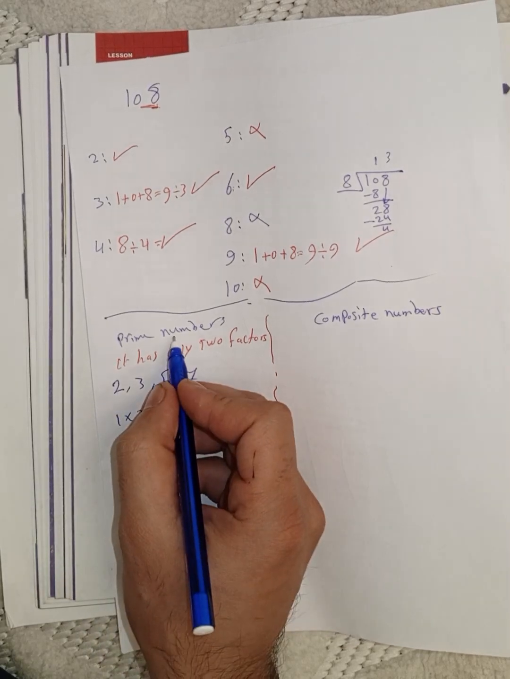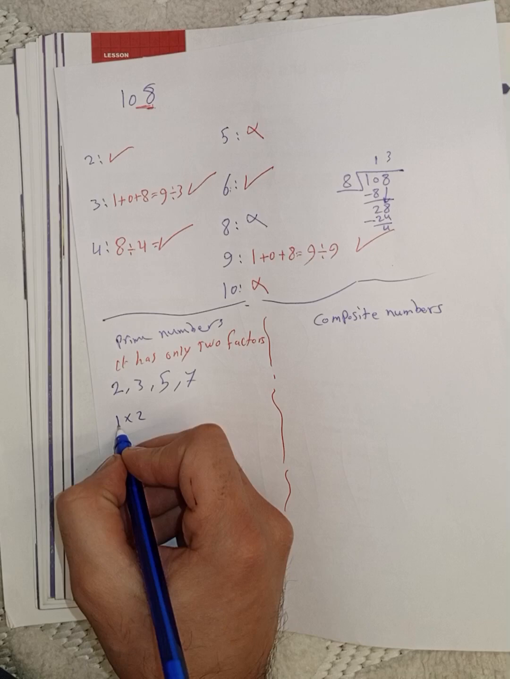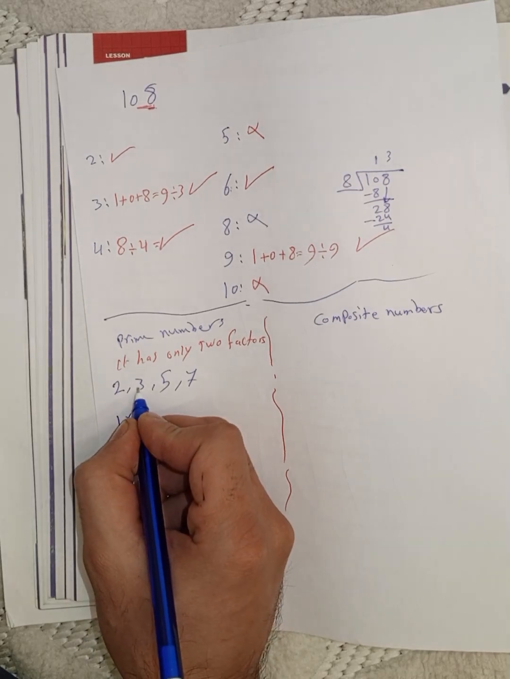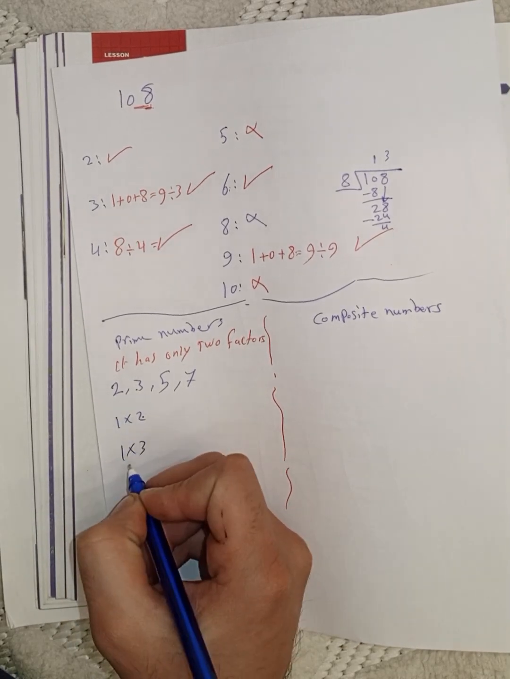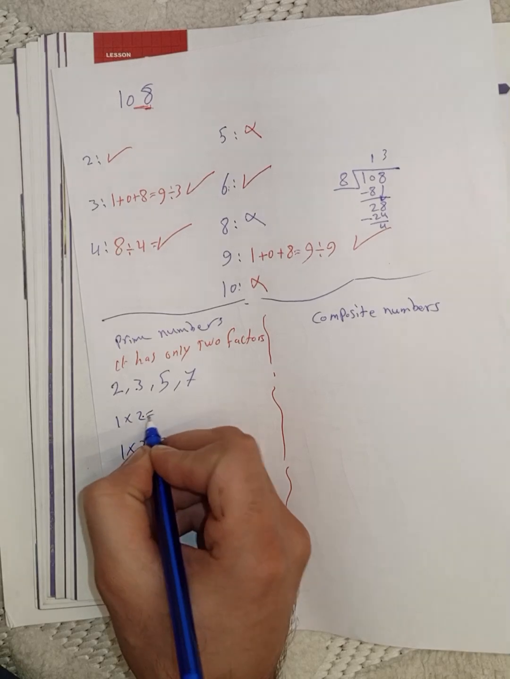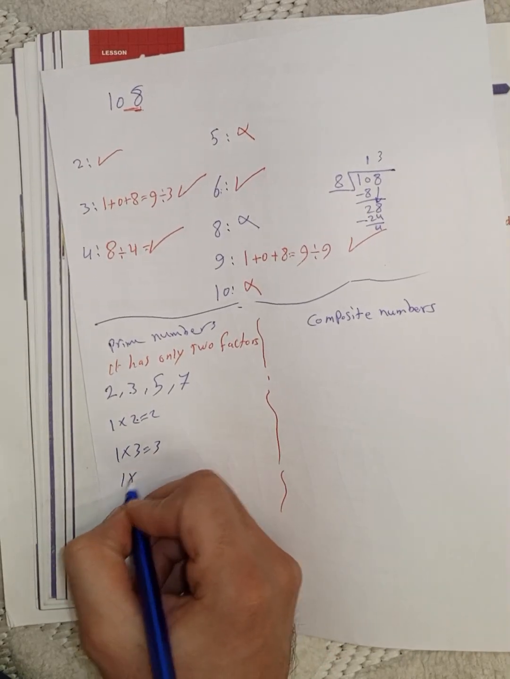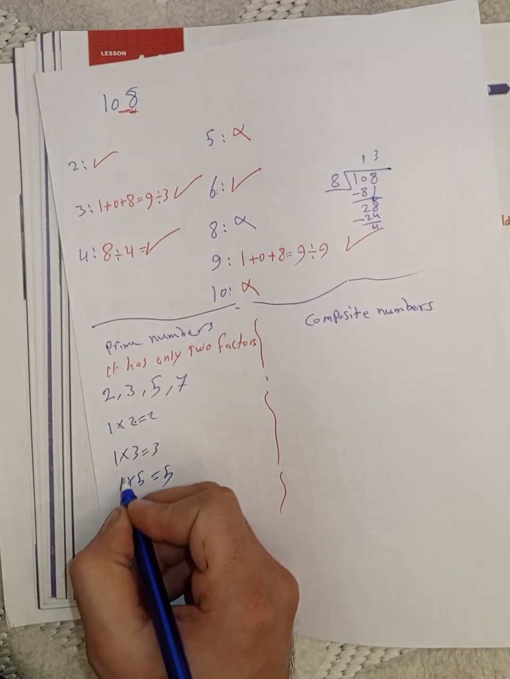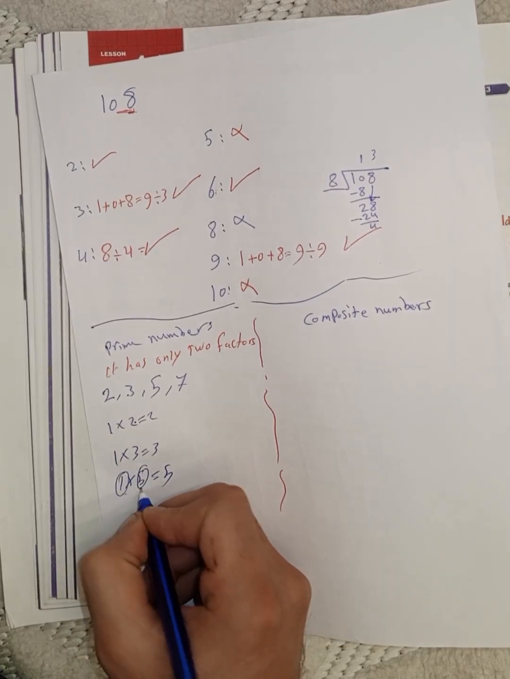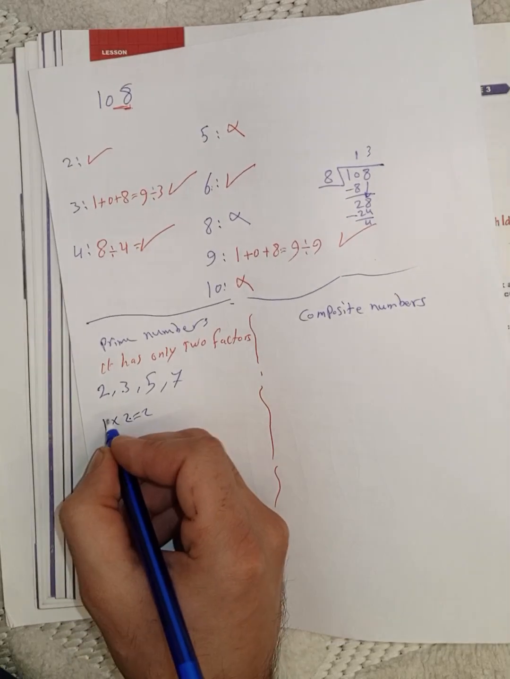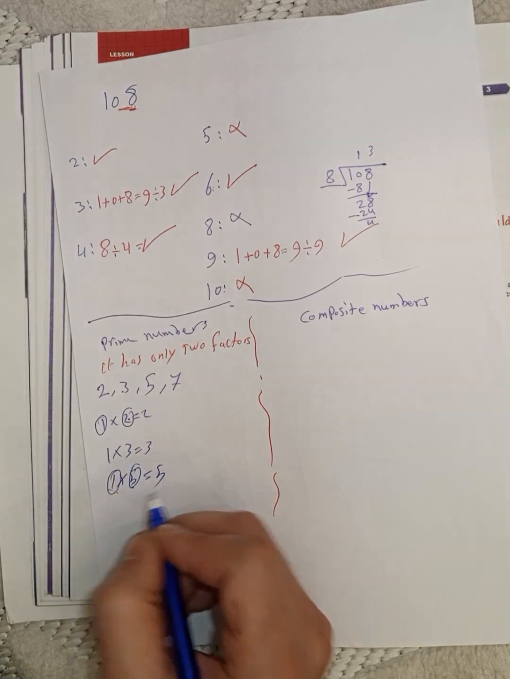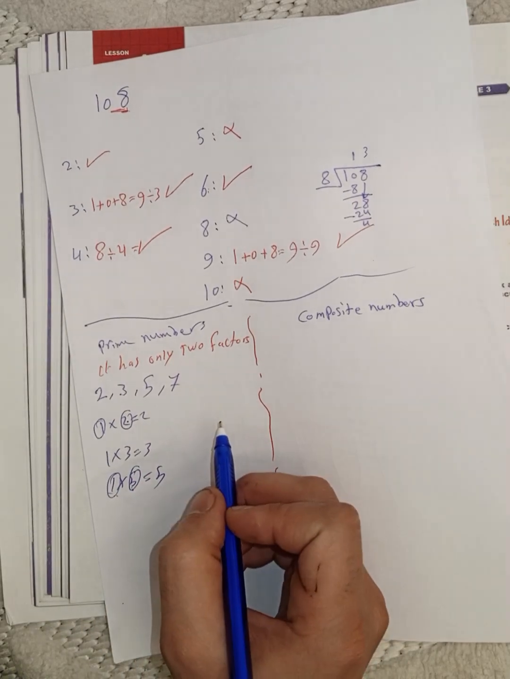How many factors do you have for prime numbers? 2: 1 and itself. Why is 3 a prime number? Only 1 times 3 is 3, right? Why is 5 prime? Only 1 times 5 is 5. It means 2 factors, 1 and itself.